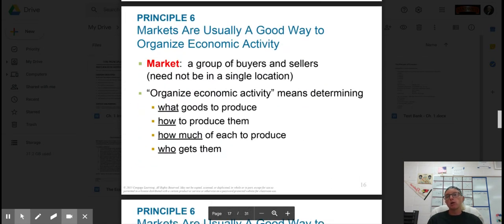Markets, principle 6, markets are usually a good way to organize economic activity. Absolutely. A market is a group of buyers and sellers. They organize economic activity, determining what goods to produce, how much of each to produce, how to produce them, and who gets them.